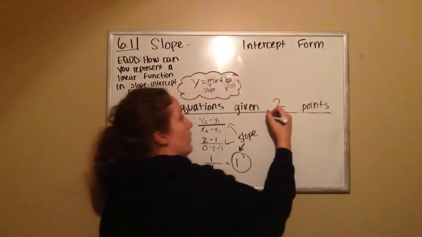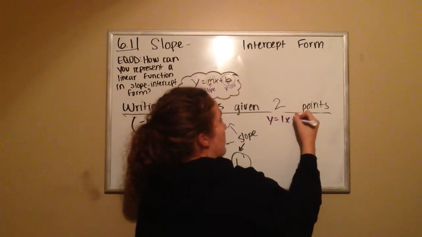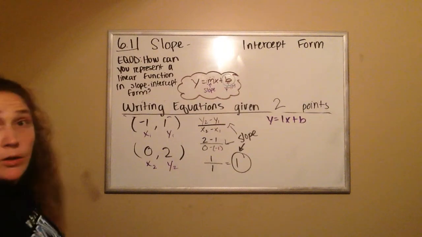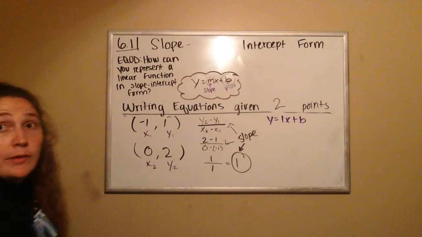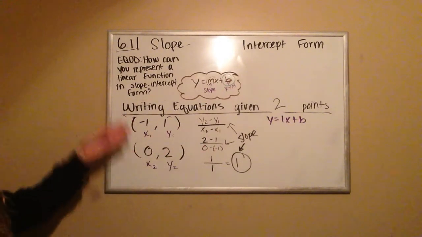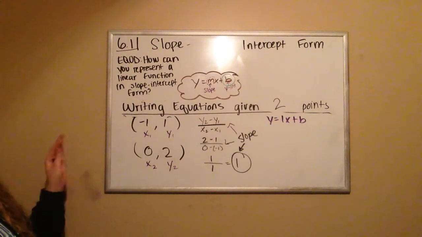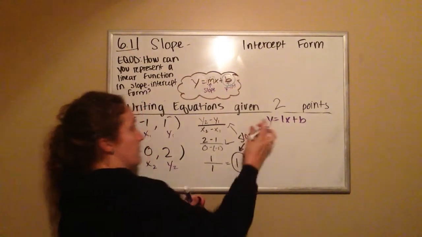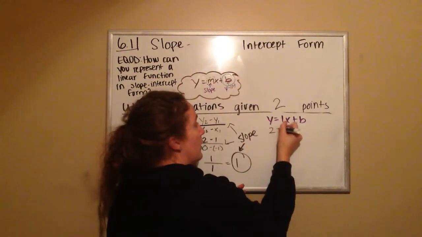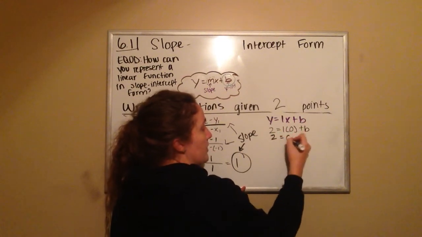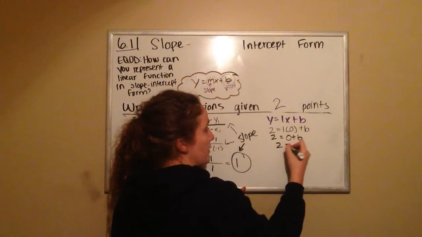So we get y is equal to 1x plus b. Crap, we still don't know b. Alright, well, let's do what we did last time. We've got the slope, we've got a point, let's plug it in. You can pick either point that you want to use for x and y. It does not matter, either point. I'm going to pick (0, 2) because I just love zeros. Okay, x and y, so my y is 2, and my x is 0. So I get 2 is equal to 0 plus b, so 2 is equal to b.